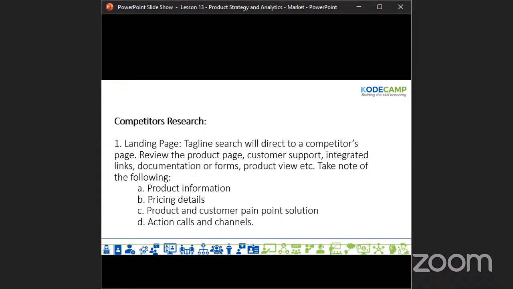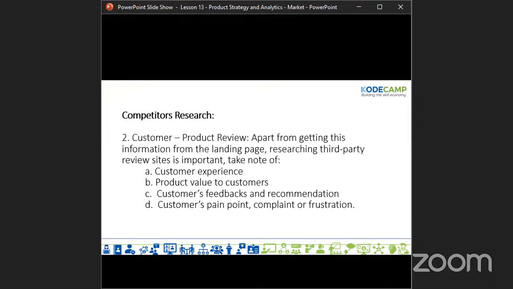So you want to know what they put on their page that could convert them and make customers go with them. Then how can you infuse this into your product? Moving on.